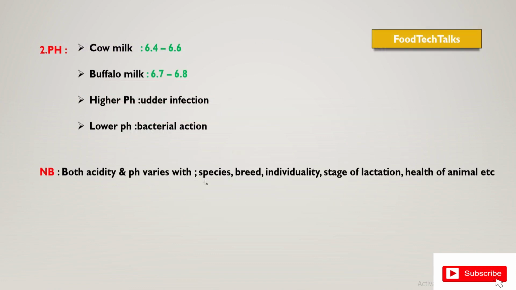Moving to the pH, the pH of cow milk varies from 6.4 to 6.6, whereas in buffalo milk it is 6.7 to 6.8. The higher pH indicates infection of the udder, whereas lower pH indicates bacterial action. Both acidity and pH vary with species, breed, individuality, stage of lactation and health of the animal, etc.